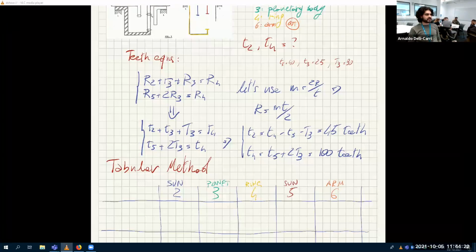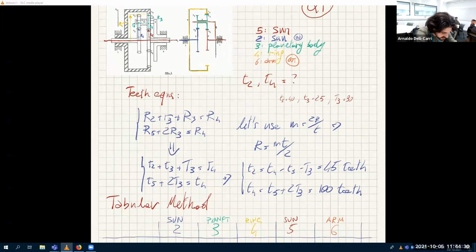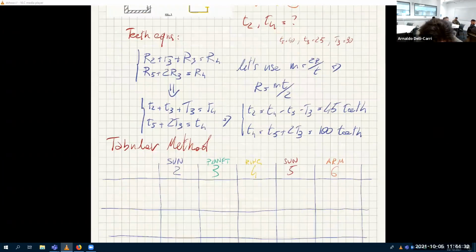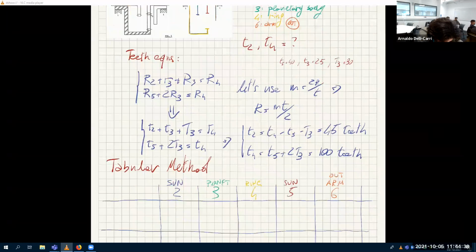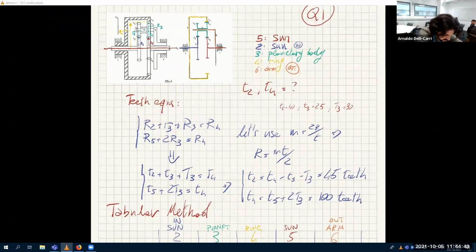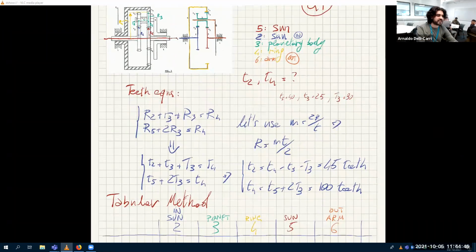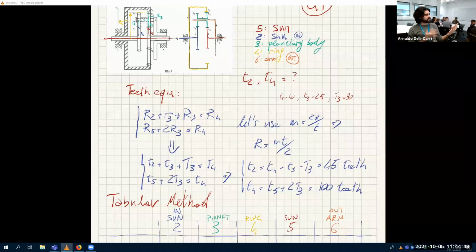We also know that some of these are inputs, some of these are outputs, and some of these might be fixed. So we have that the output is 6. This is also the output. And the 2 is the sun, but it's also the input. And then what is fixed? It must be fixed, because otherwise it's either input or output. We only have one input, one output, so something else must be fixed.